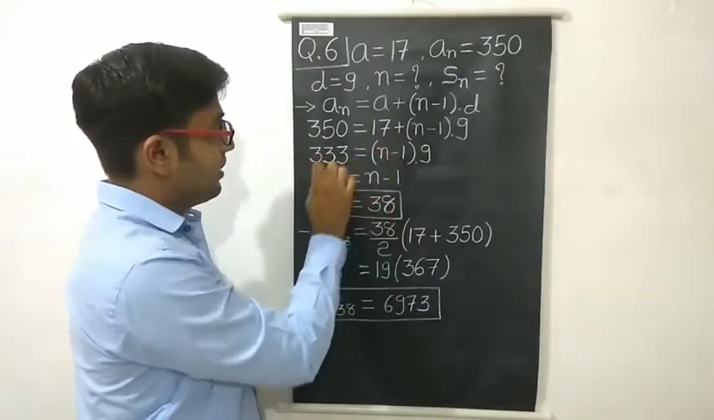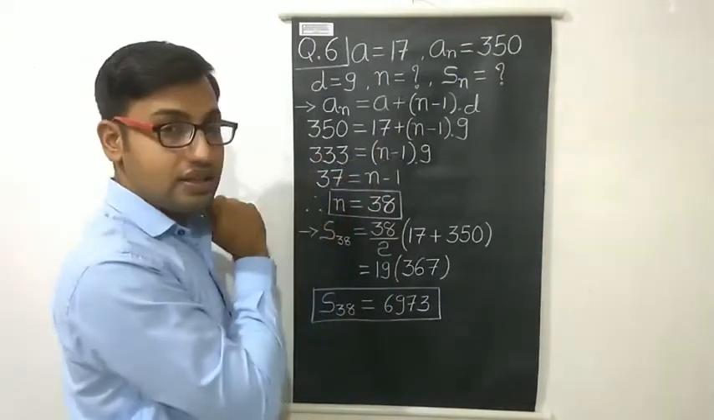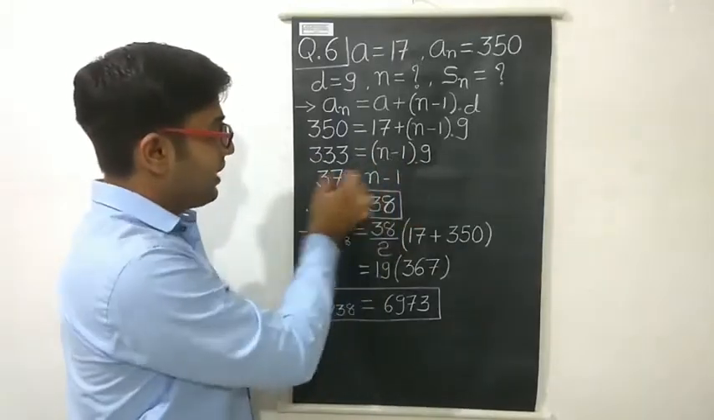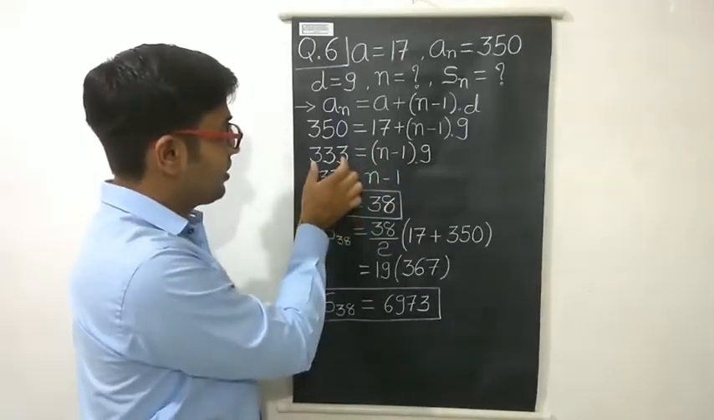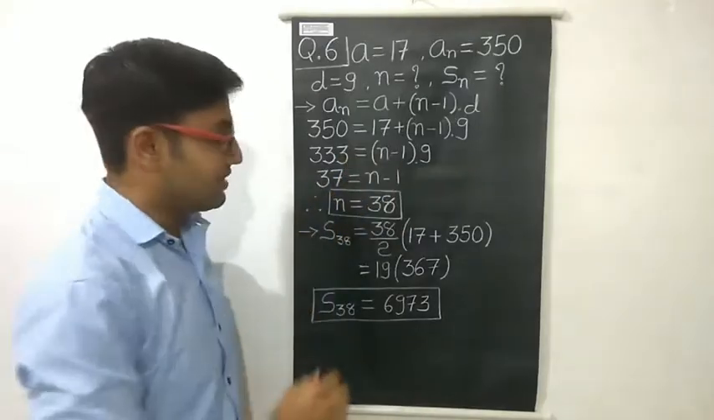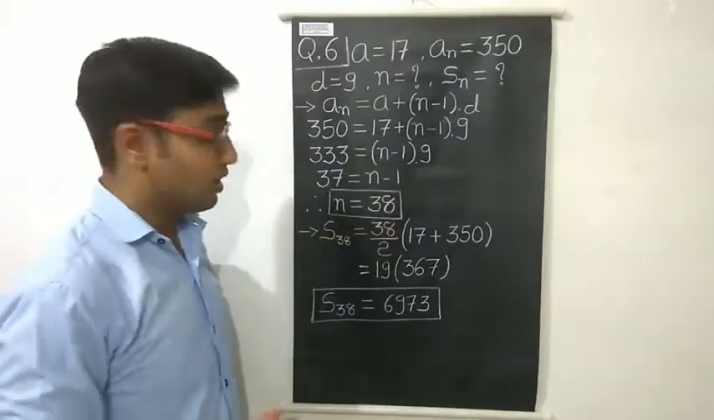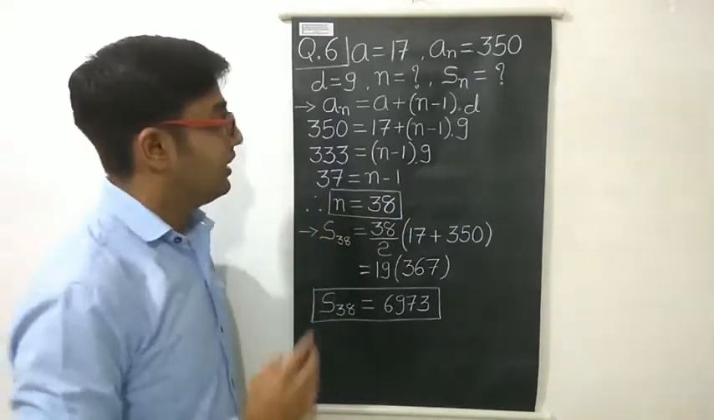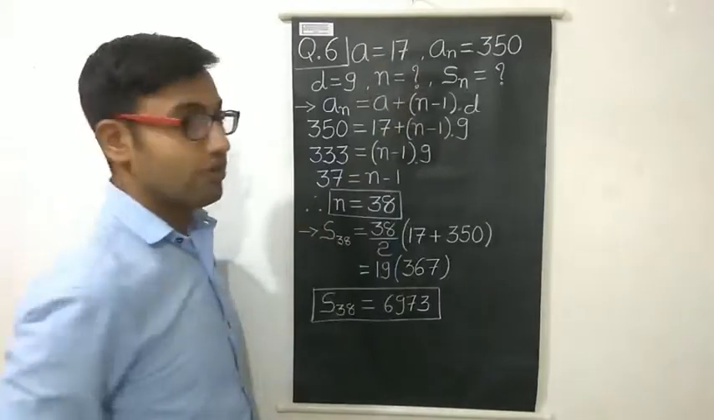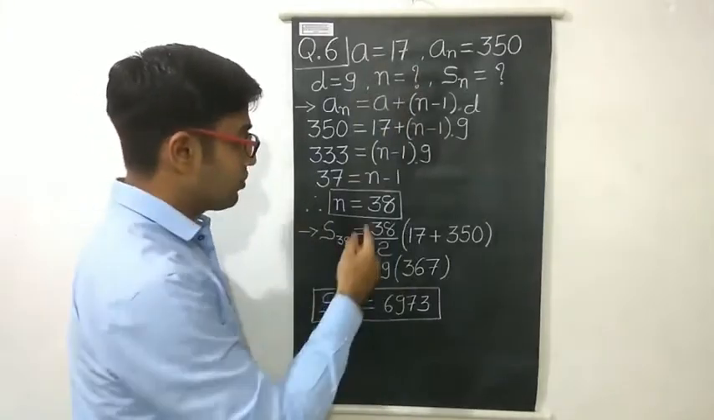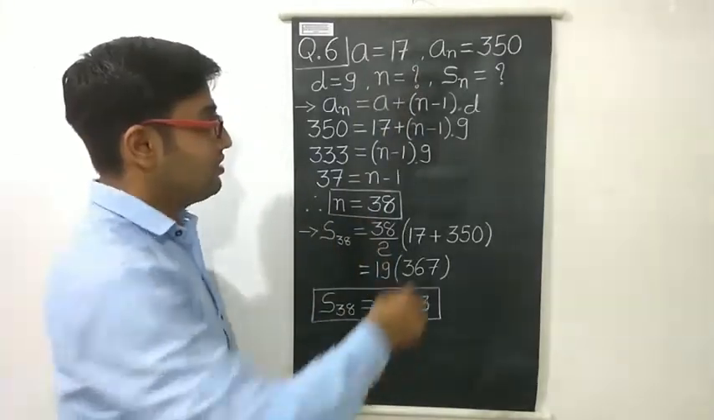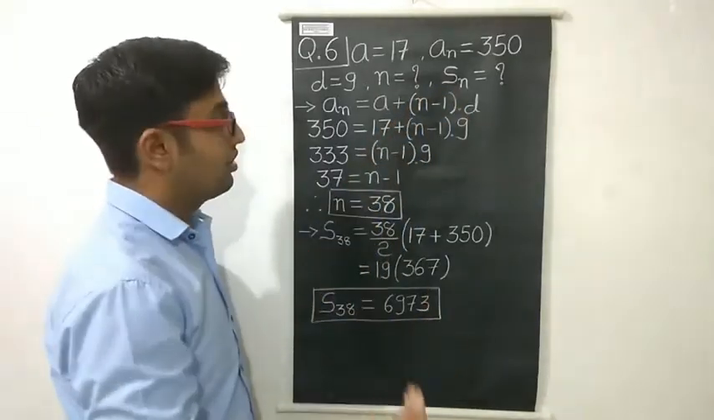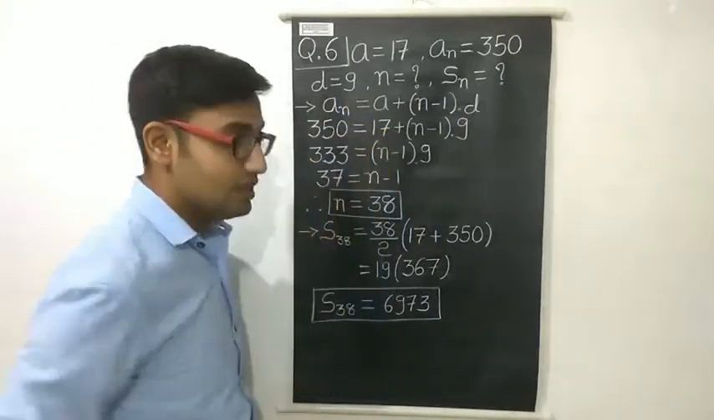Now taking this 17 to the left hand side, we get 333 is equal to (n minus 1) into 9. Divide by 9, we get 37. 333 divided by 9 is 37, which equals n minus 1. Therefore we get the value of n is equal to 38. That means we have to find the sum of the first 38 terms of this AP.